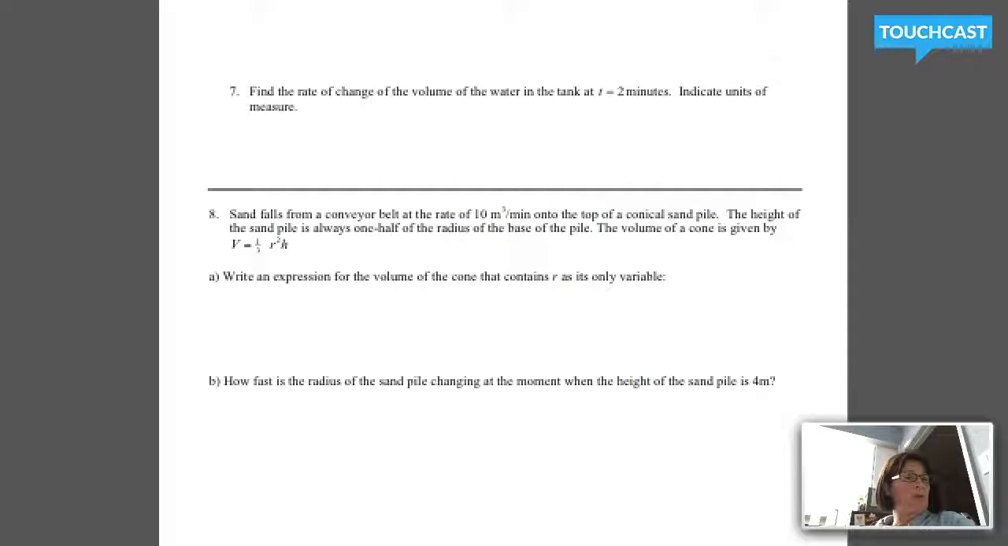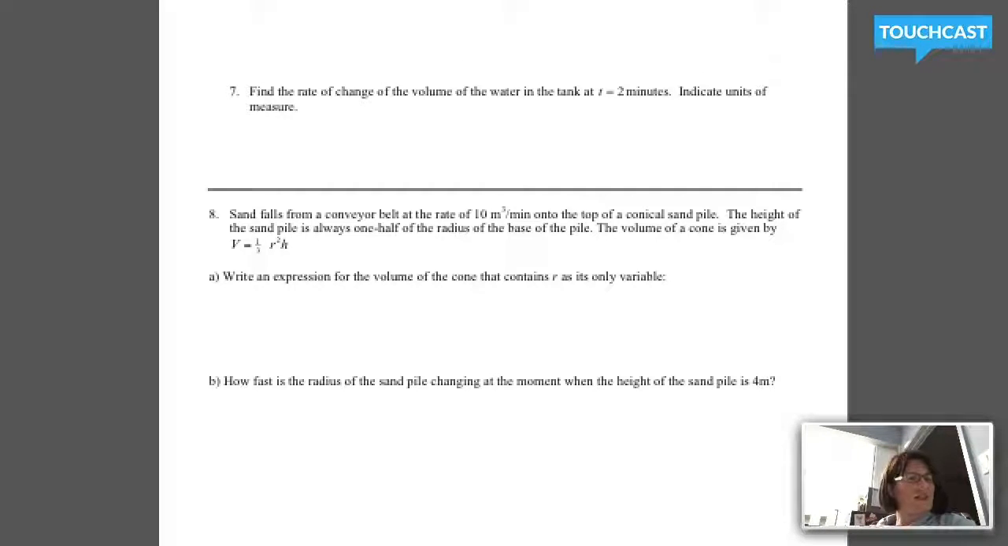Another related rates problem from your practice test is number 8. Sand falls from a conveyor belt at a rate of 10 cubic meters per minute onto the top of a conical sand pile. Conical meaning shaped like a cone. And I've been told that the volume of a cone is 1/3 pi r squared h. I'm pretty sure it printed fine on your paper.